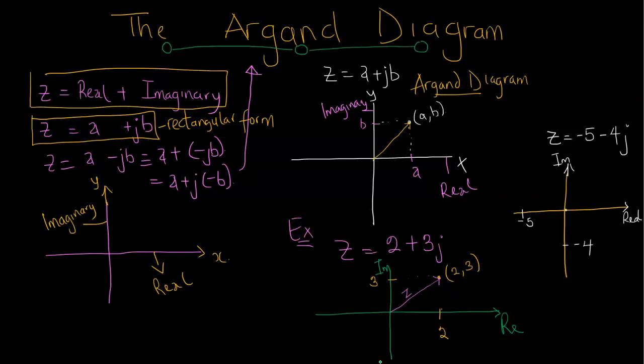-4. So the point of intersection is going to form the coordinates. So I can see right here, this is the point -5, -4. So the complex number z, which is equal to -5 minus 4j, is represented by this line. Of course, this is the origin. So this is how we represent a complex number on the Argand diagram.